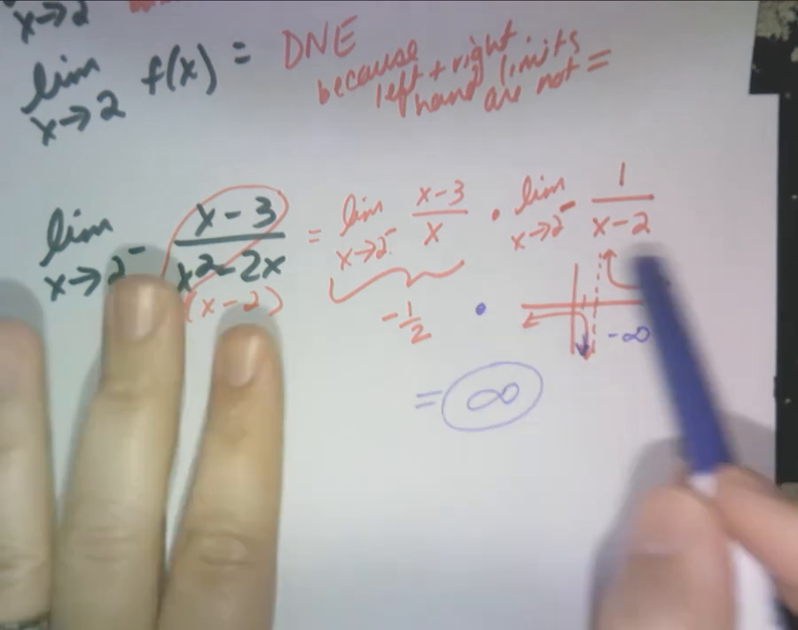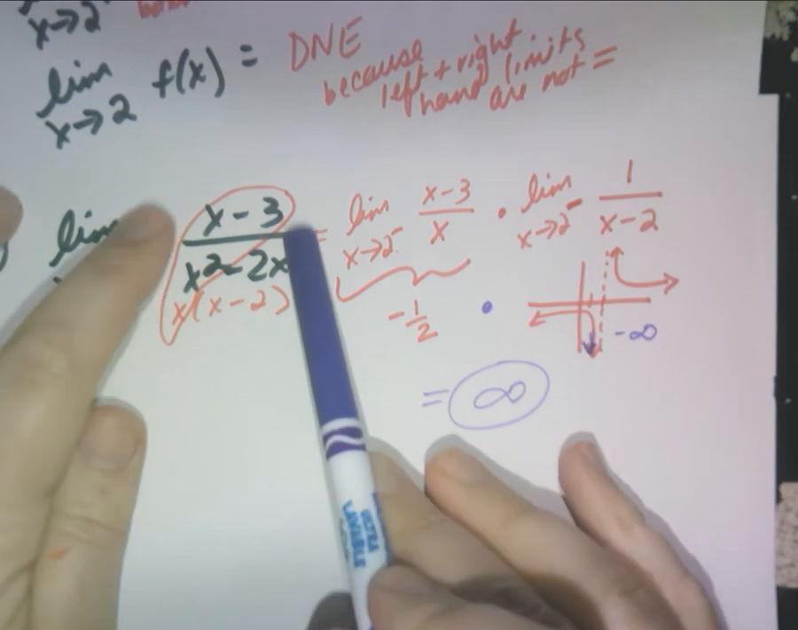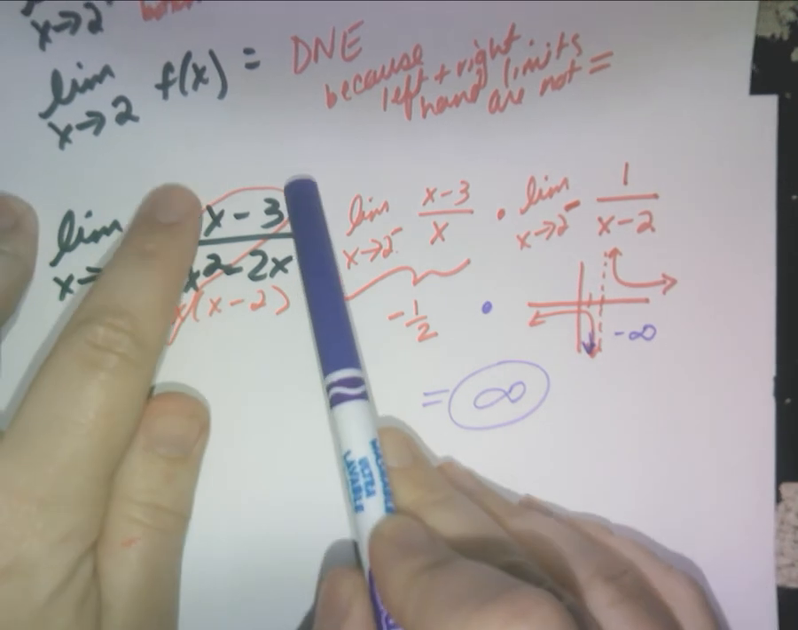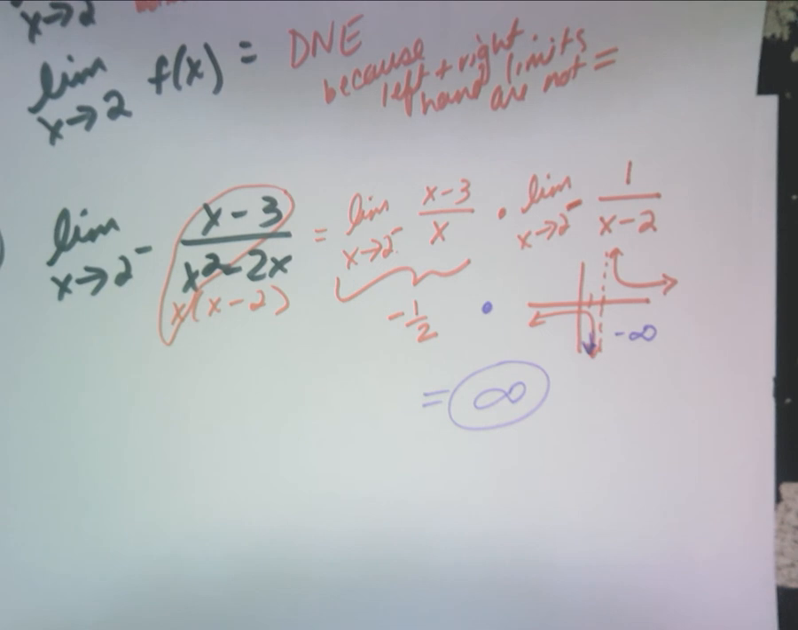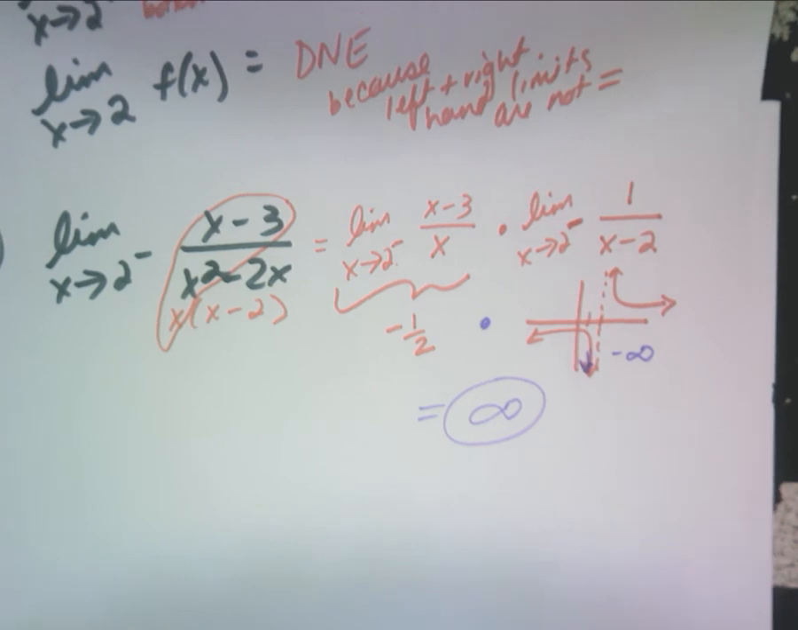Now, that was a way of doing it. You could have just plugged this into your calculator and put parentheses around the top and the bottom, and then looked at 2 as it approached from the left, and you would have seen the numbers getting larger, like you did on the table worksheet. Okay, so that would have been fine.